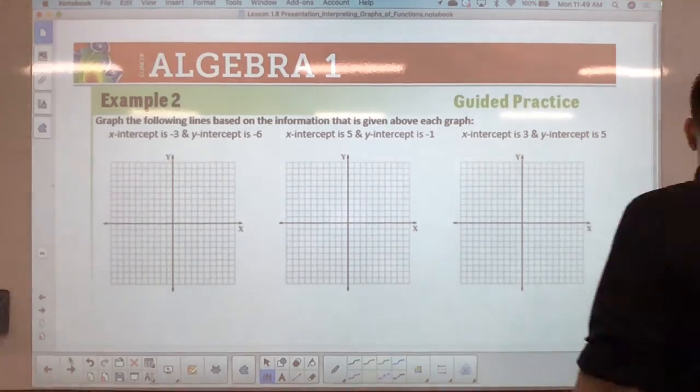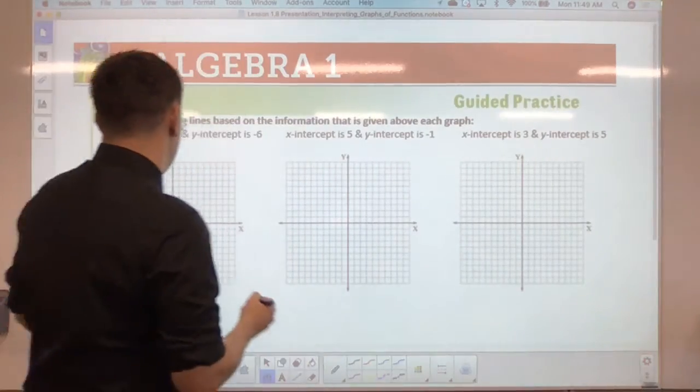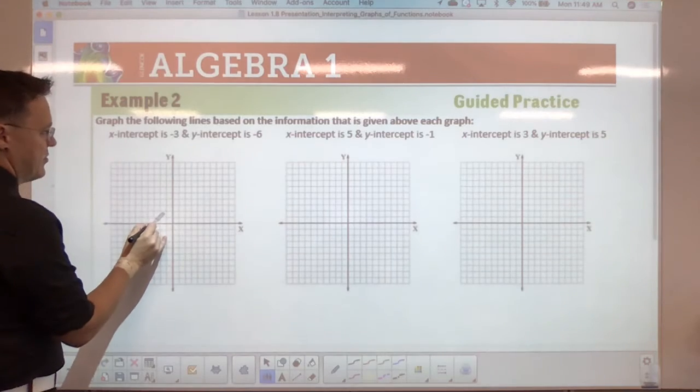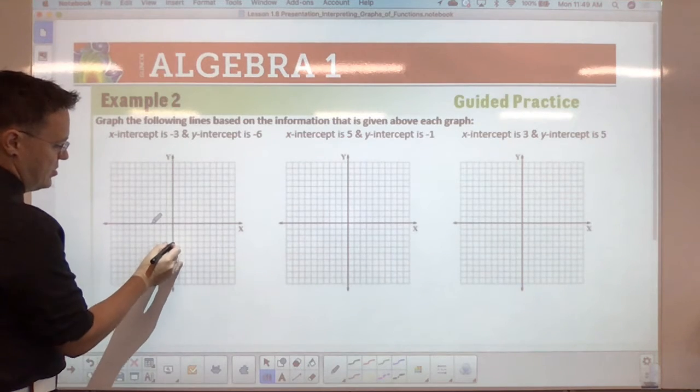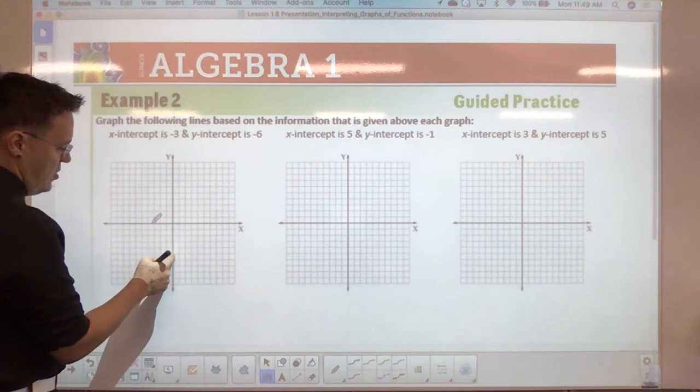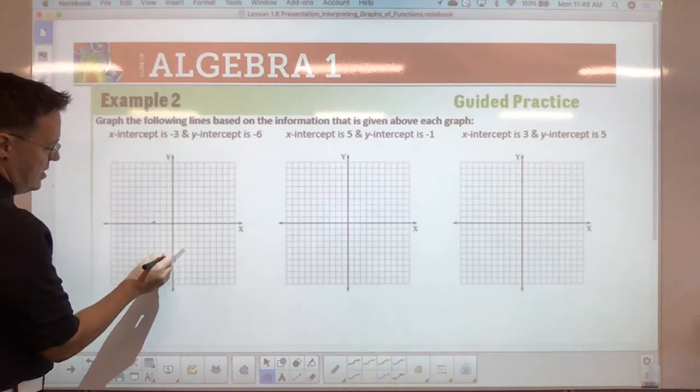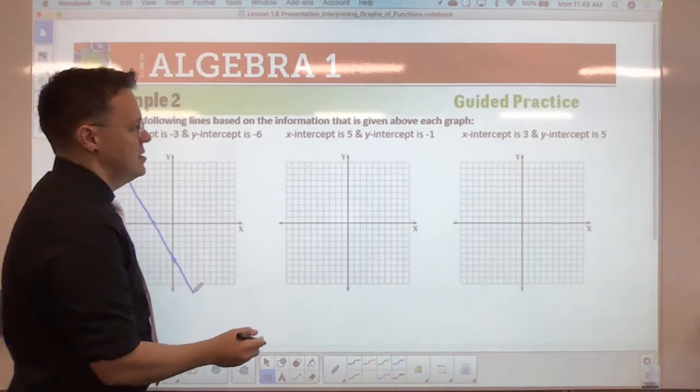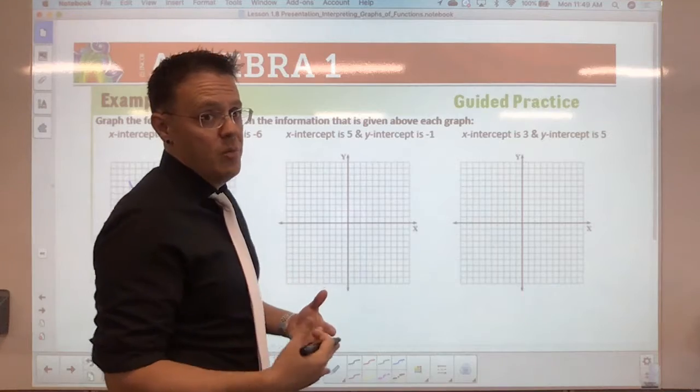All right, there's no natural break on this, so I just want to do these out real quick. This is going to be -3 and -6. 1, 2, 3, 1, 2, 3, 6, right there, and then draw a line. Make sure it's in the same general slope, by the way, of it.